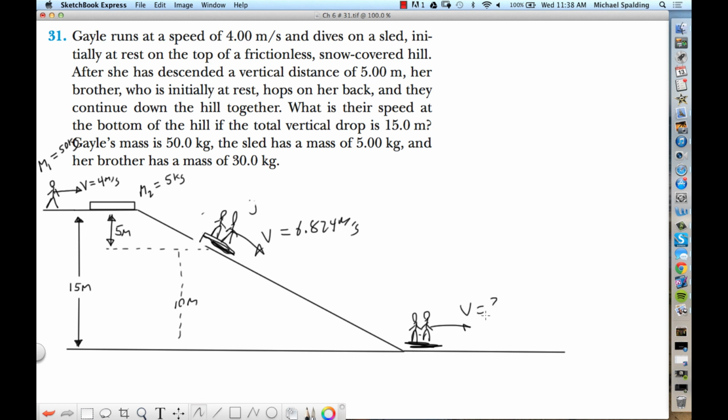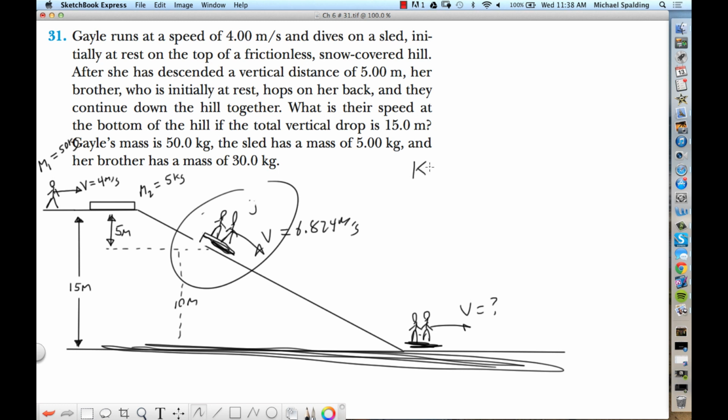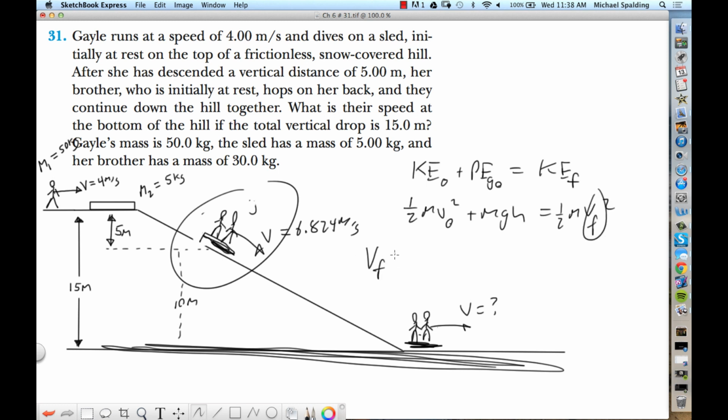So how do we do this? You could do kinematics, although I would do conservation of energy. So put the 0 point down here at the bottom. What type of energy do they start with? Kinetic plus potential of gravity. And then that's going to end up as kinetic at the bottom of the hill. So we go 1/2 m v initial squared plus mgh equals 1/2 m v final squared. The only thing we don't have is v final. So when you do the algebra, v final is the square root of v initial squared plus 2gh, and then we plug into that.